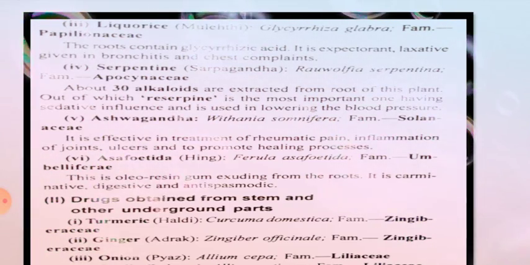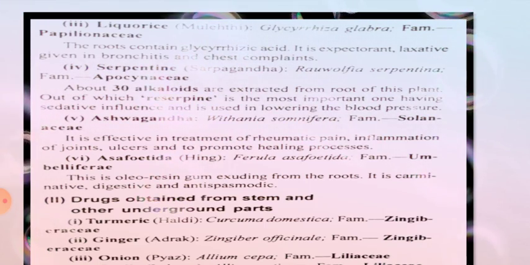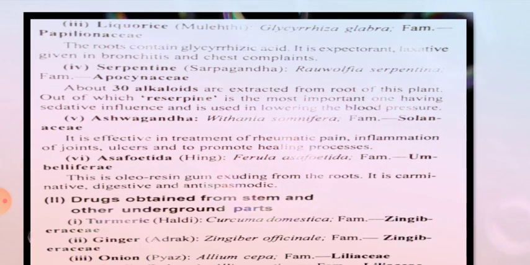Let's come to asafoetida, or normally we just call it hing. Its scientific name is Ferula asafoetida, and it belongs to the family Umbelliferae. It is mainly used as a carminative, digestive, and antispasmodic. It is obtained as an oleoresin gum exuding from its root, and it is mainly used for these purposes.